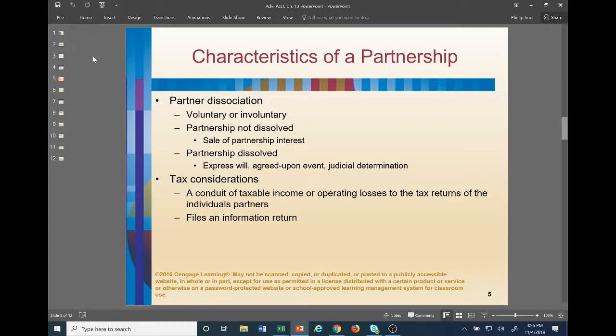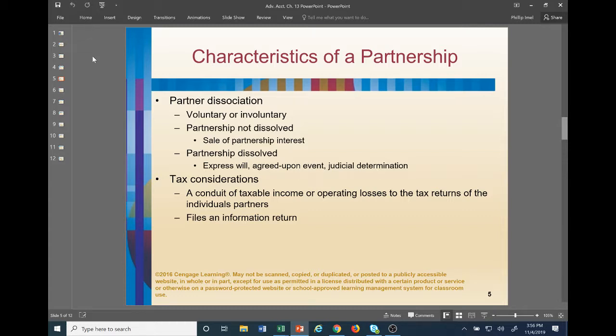So, accounting for partnership activities. The activities of a partnership consist of several phases, including the initial contribution of capital to the partnership. This initial phase provides the capital necessary to begin operating activities.